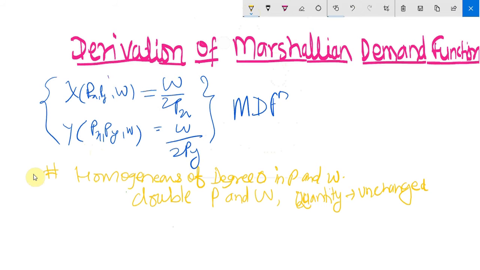So you can see in the demand function that if we increase w by 10 times and px by 10 times, this gets cancelled and the value of x is the same.